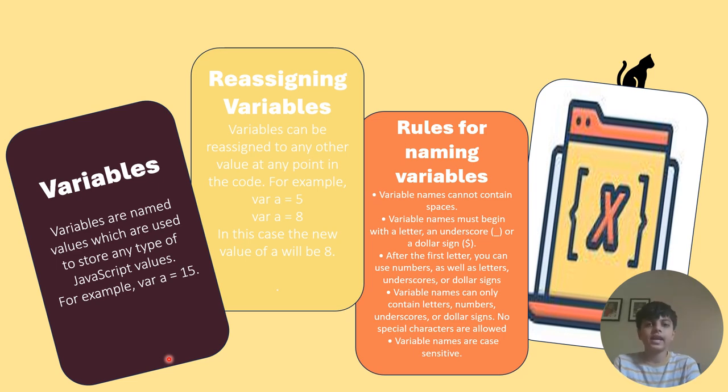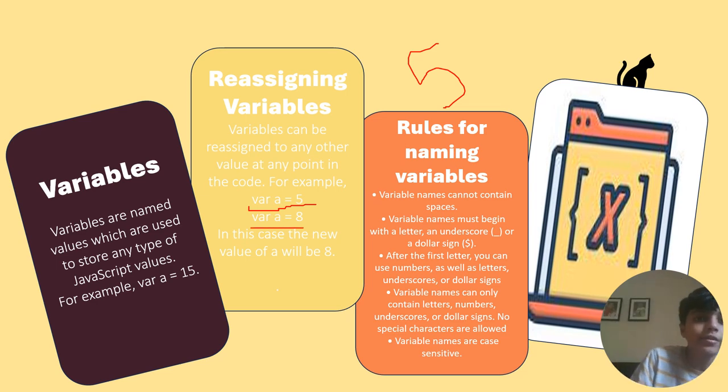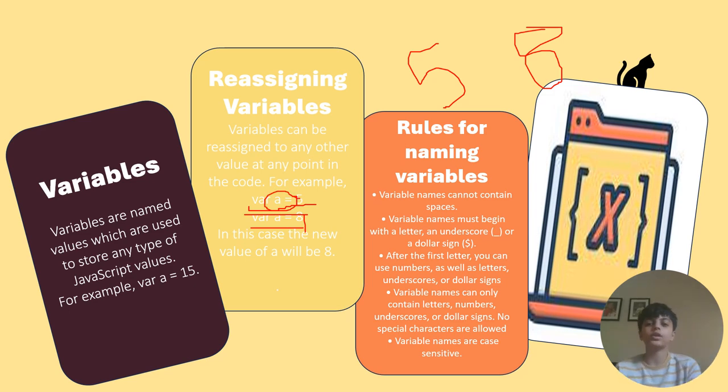Reassigning variables. Okay, so this is one thing you have to remember. Variables can be reassigned to any other value at any point in the code. Let's take an example, right? So var a over here is equal to 5. Okay, so that means if you're going to write document.write a, then it's going to say 5. But here you're going to write var a is equal to 8, right? So then if you write a document.write after this piece of code, it's going to say 8. But if you write it before this piece of code over here somewhere, then it's going to say 5.